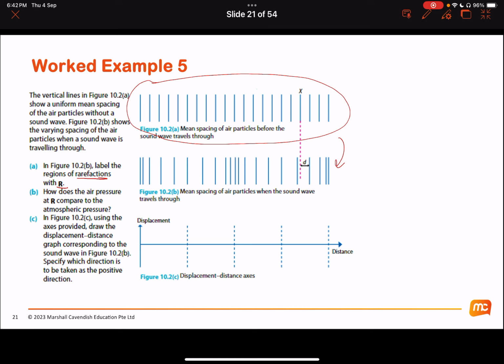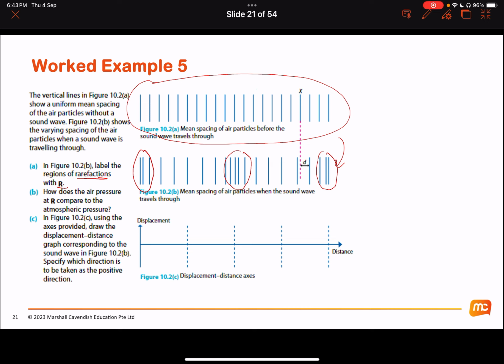I think it's quite obvious, right? You can see all these regions here whereby the particles are very close to one another. So that represents a region of compression. Between compression and compression, the particles that are very spaced apart will be in the middle. So therefore, we can say that the middle of these two compressions will be the rarefaction.